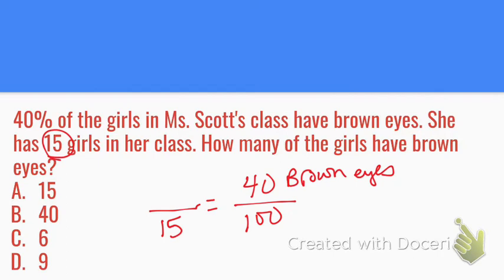Oh, I did not mean to undo that. I'm sorry. All right, so a couple of things I could do. I could cross multiply and divide here. If I did that, I would multiply 15 times 40 and divide by 100. But instead, I'm going to try to make it easier and simplify these. I divide them both by 10, and I have 4 over 10 and 15. That makes it so much easier. So 15 times 4 is going to be 60. Divided by 10 is 6.